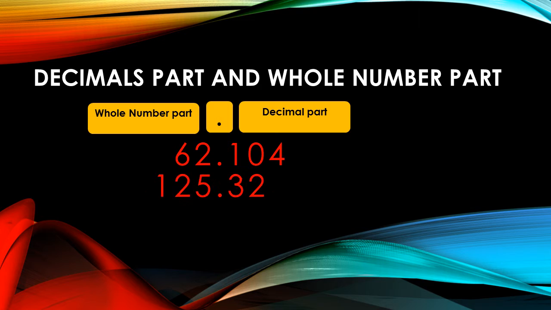Let's take one more example, 125.32. In this number, 125 is the whole number part and 32 is the decimal part. Let's take one more example, 2.537. In this number, 2 is the whole number part and 537 is the decimal part.